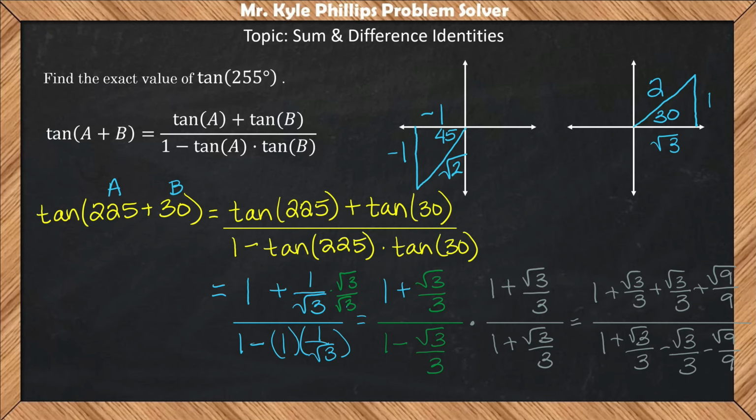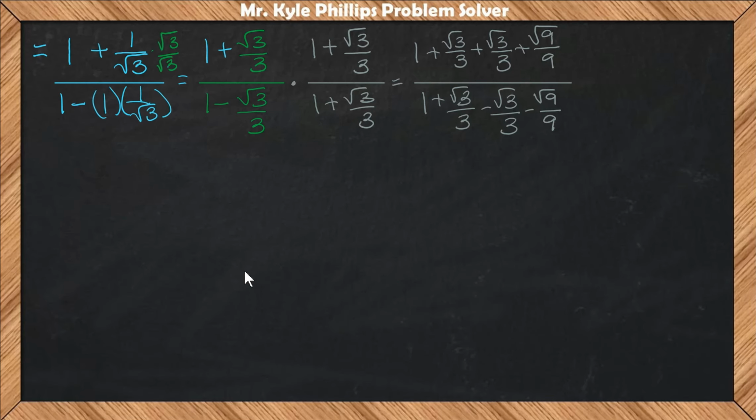So we're out of room here. We'll go to the next slide, and then we'll continue. So here's what we brought over from the previous slide. We're going to pick up from here, and we're going to start simplifying. So we have root 3 over 3 plus root 3 over 3. This is going to be 2 root 3 over 3 plus, and then the square root of 9 is 3, and 3 over 9 is 1/3.